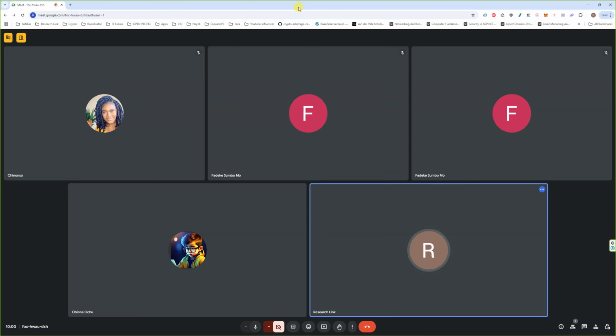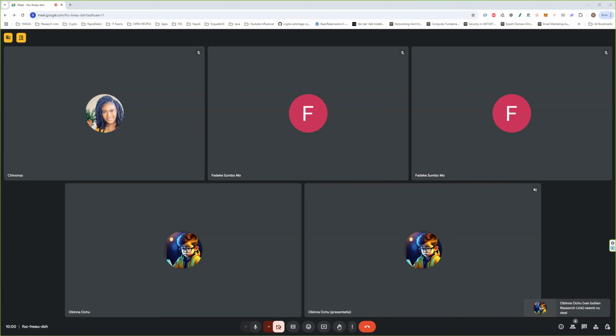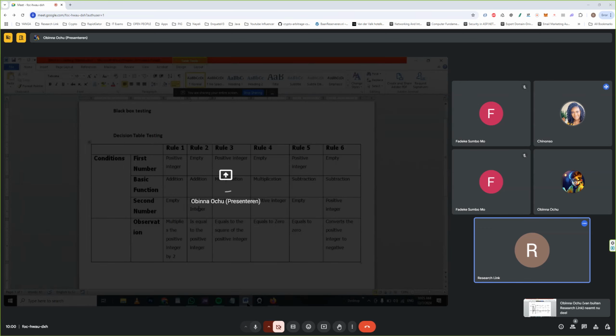Or you can share the document on WhatsApp and then I can download it and share it on my own screen. Chino, maybe you can share yours too on WhatsApp, then I can directly open it and give you feedback after I'm done with Obi. Okay.